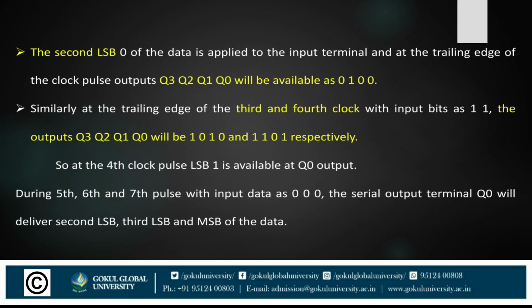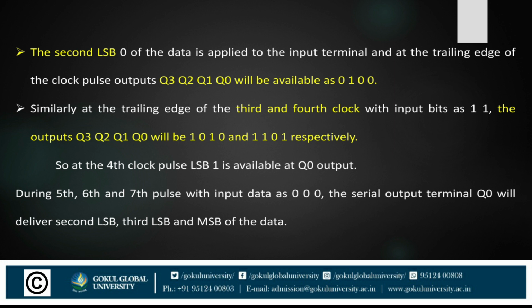Now the second LSB 0 of the data is applied to the input terminal, and at the trailing edge of the clock pulse the output Q3, Q2, Q1, Q0 will be 0, 1, 0, 0. Similarly, at the trailing edge of the third and fourth clock pulses, with the input bits as 1, 1, the outputs Q3, Q2, Q1 and Q0 will be 1, 0, 1, 0 and 1, 1, 0, 1 respectively. So at the fourth clock pulse, LSB 1 is available at the Q0 output.